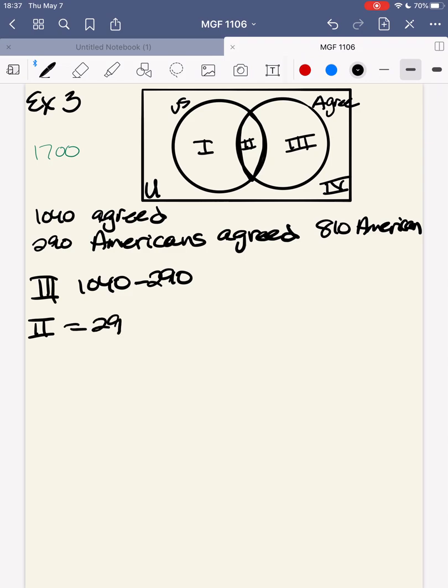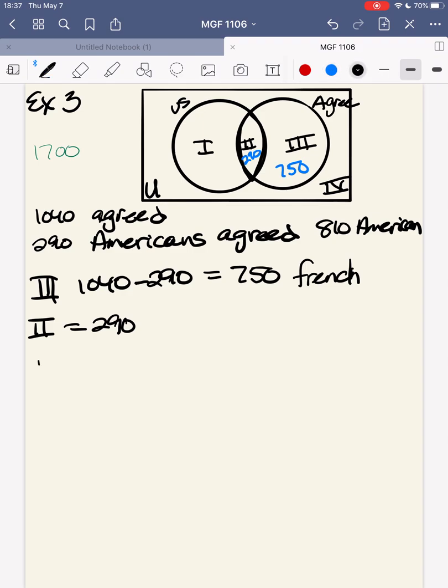Section 3, however, will depend on the number of Americans that agreed. So 1,040 minus 290 means 750 French agreed. Remember, we don't have a category for the French. So this will be 750. This will be 290. This may be really small. Okay. So now we need to figure out section 1.